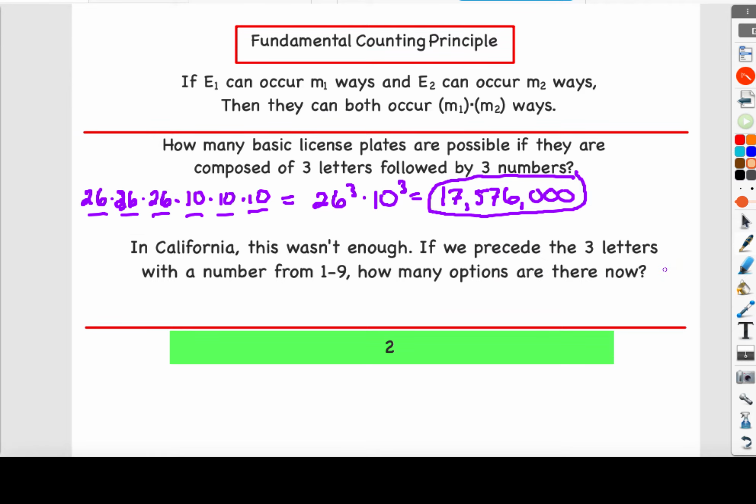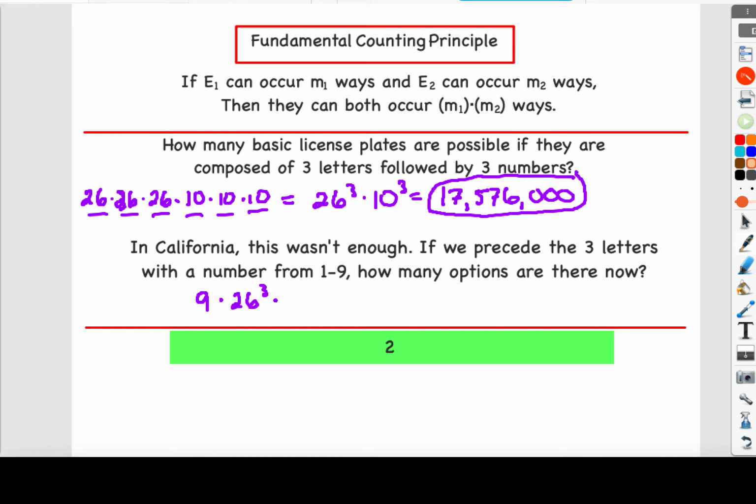Okay. Well, let's just say California wasn't big enough. California's got a lot of cars, a lot of people. If we decide the 3 letters and the 3 numbers weren't enough, we're going to precede those 3 letters with a number from 1 to 9. So now we've got 7 slots. We can have any one of those 9 numbers. Then we can have the 3 letters.